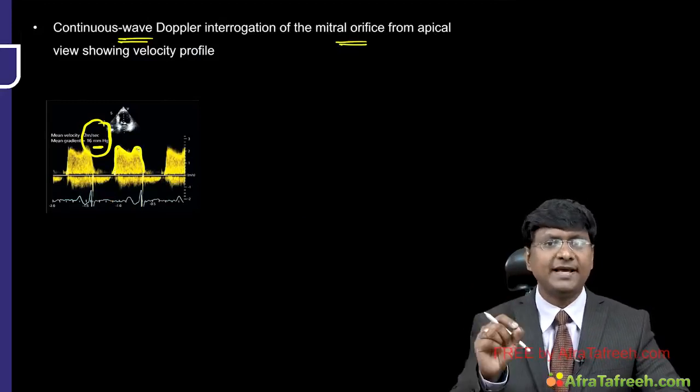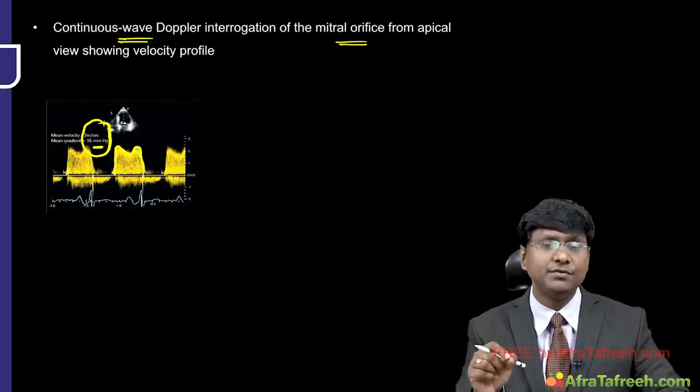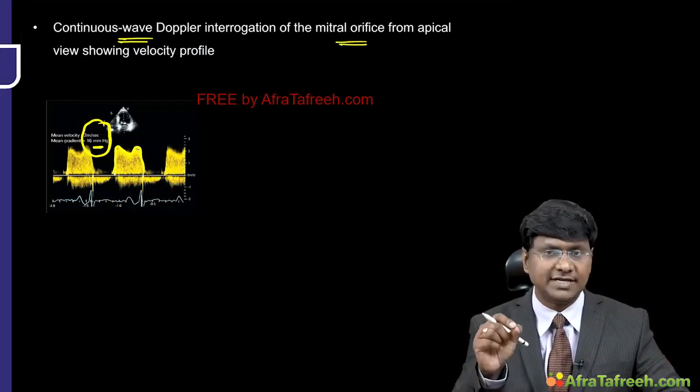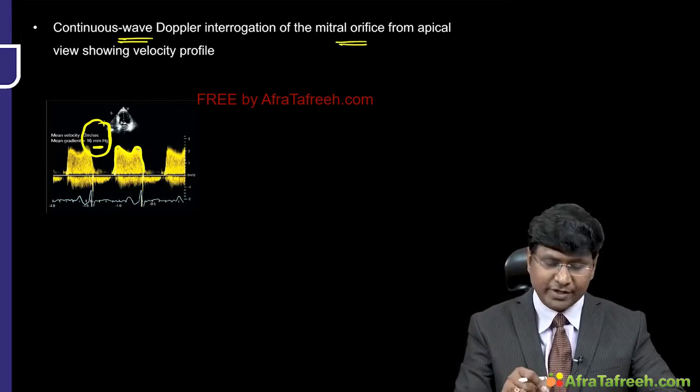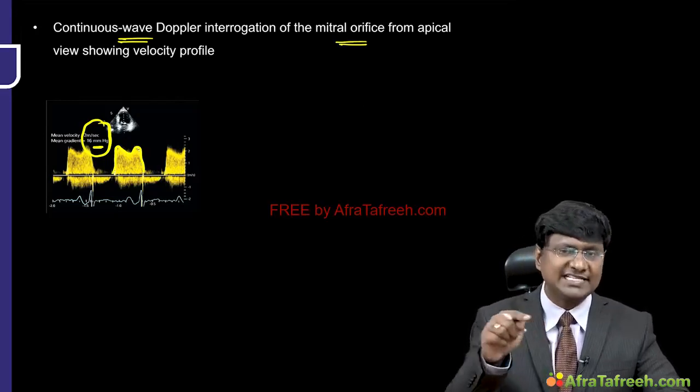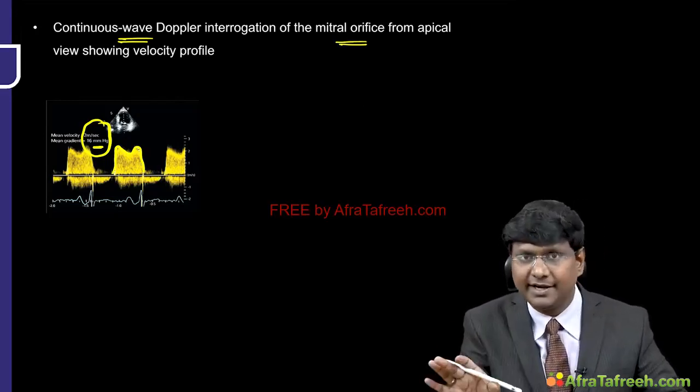Okay, so you need to apply CW in apical 4-chamber view. Once you apply the CW, that is continuous wave Doppler, over the mitral valve in apical 4-chamber view, you get this pattern. Once you trace the pattern, then you get the gradient.